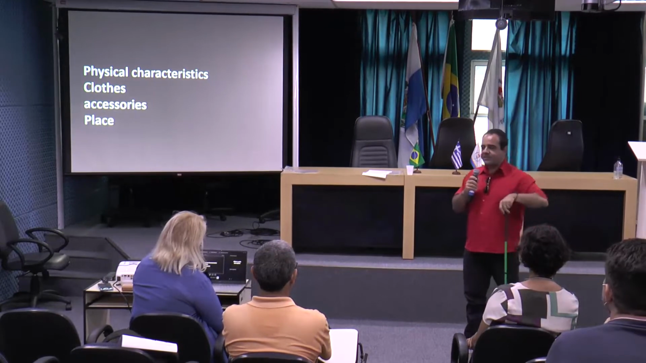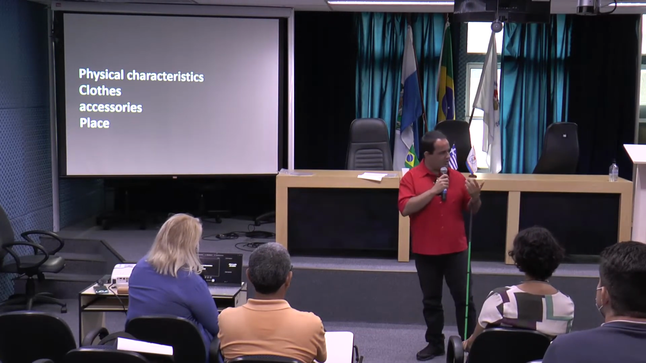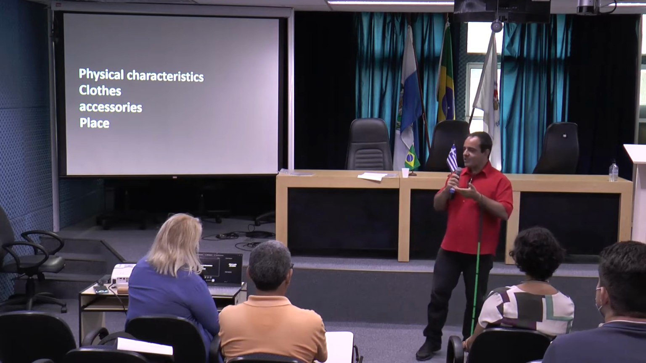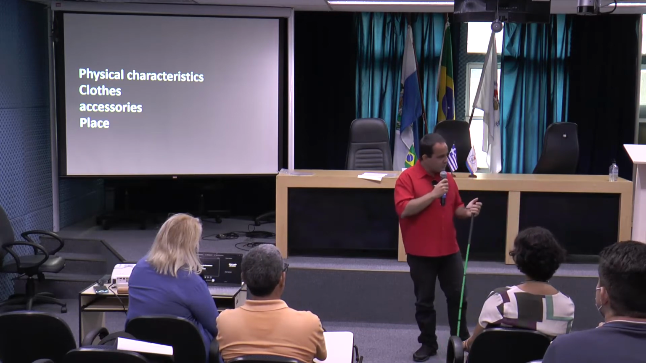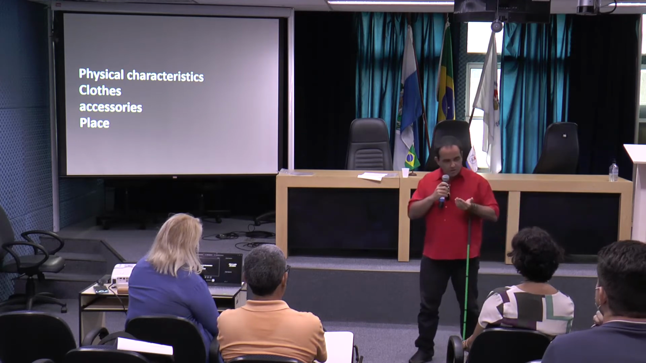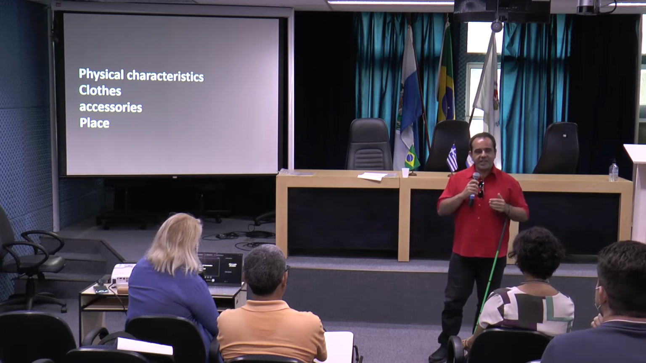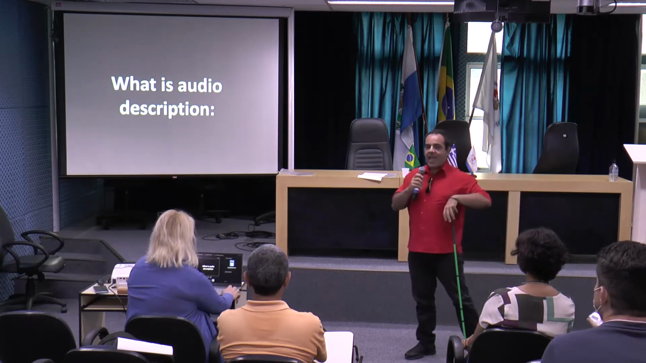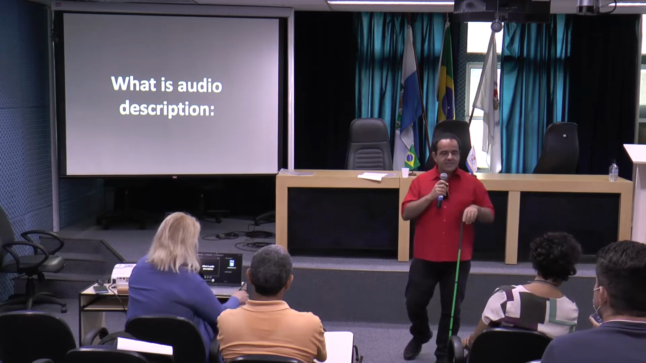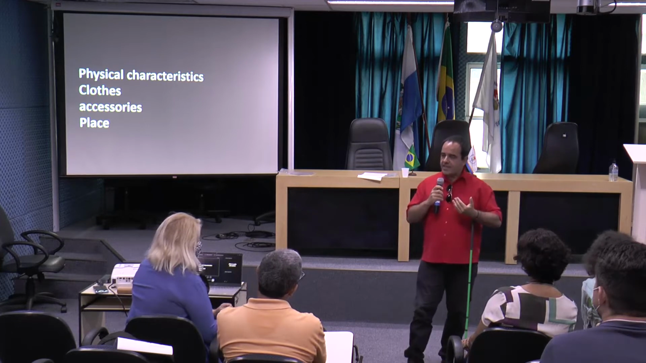The second point, the clothes: the blouse, the shirt, the legs, the shorts, the shoes. It's so important to describe with colors. The colors are very important for the audio description too. Okay? The next, the accessories. The accessories are very important to build the image.